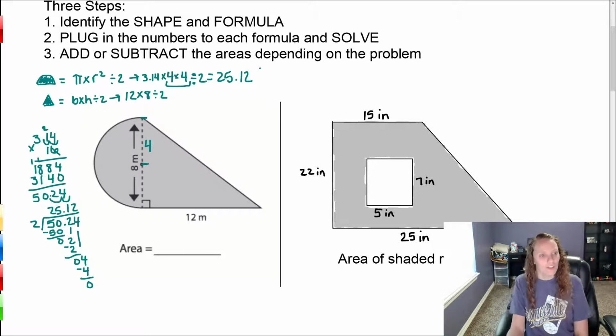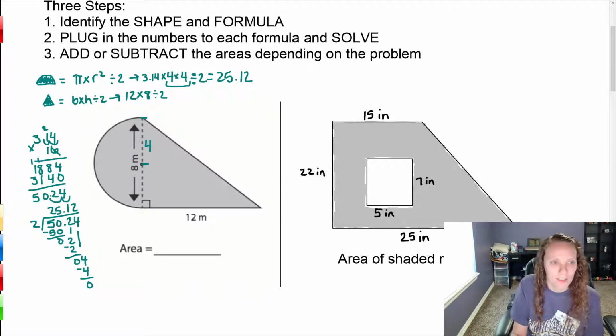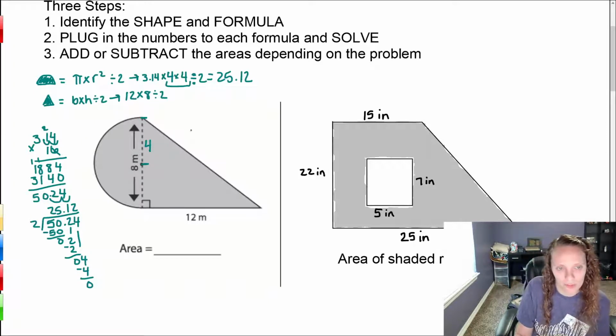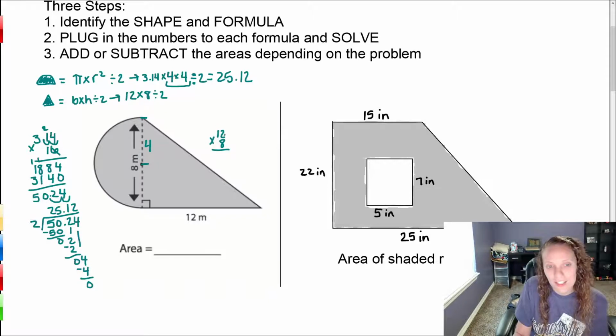Then we have to solve for the triangle. Base times height divided by 2. Well, we've already identified the numbers and plugged it in. 12 times 8 divided by 2. So let's go ahead and solve for the triangle now. So 12 times 8. 8 times 2 is 16. 8 times 1 is 8, plus 1 is 9. And now we're going to take that answer and divide it by 2. 2 goes into 9 4 times. We're going to subtract 8 with 1 left over. Bring down the 6. 2 goes into 16 8 times.